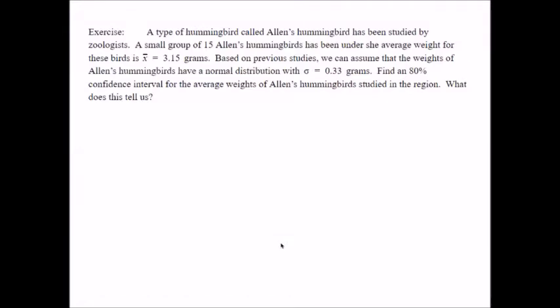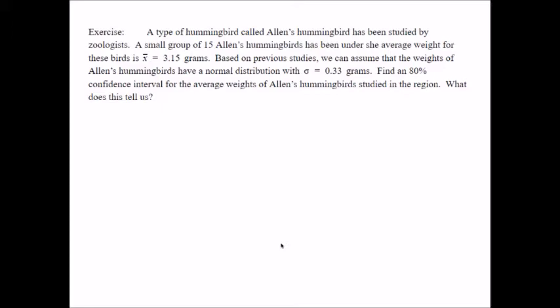So here's something I found on our calculator that can be very helpful. If we go back to this hummingbird question, 15 hummingbirds, sample mean of 3.15 grams, standard deviation 0.33 grams, and we want to do an 80% confidence interval.